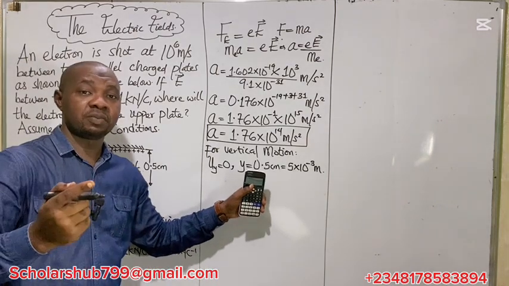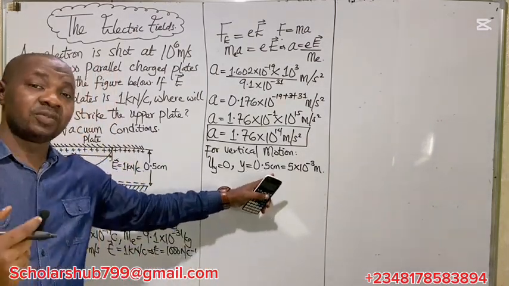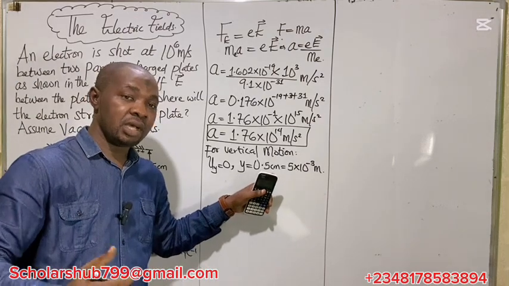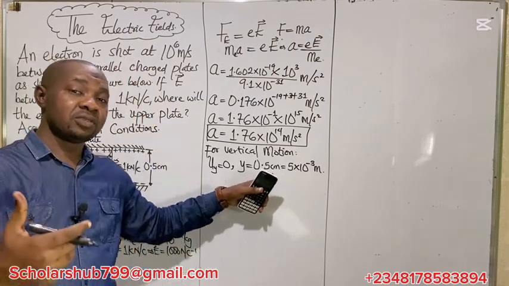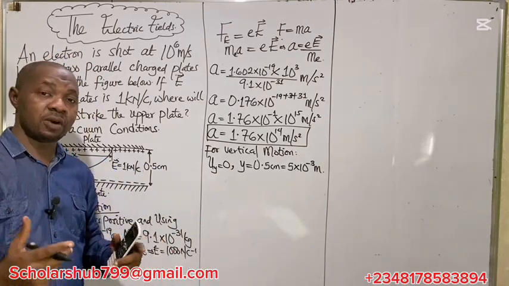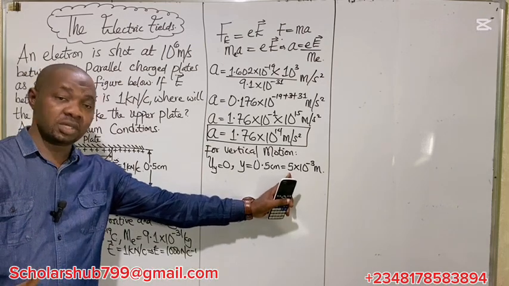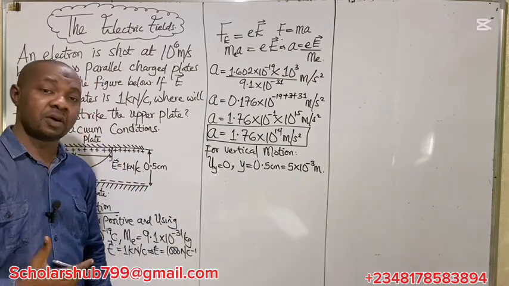0.5, that will be 5 multiplied by 10 raised to the power of negative 1. Then centi. Centi is one of the prefixes used in physics, and we use it to represent 10 raised to the power of negative 2. So 10 raised to the power of negative 2 multiplied by 10 raised to the power of negative 1, that will be 10 raised to the power of negative 3. So that's why we have this to be 5 multiplied by 10 raised to the power of negative 3.